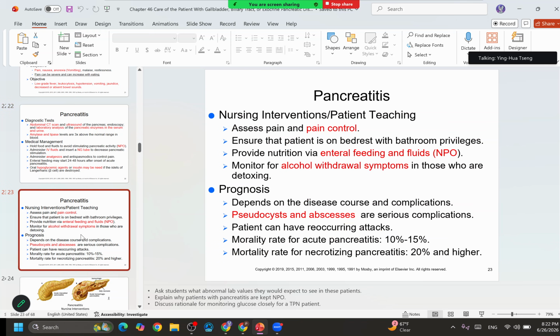Okay, the next one. So pain control for sure. We'll give you pain medication. Then enteral feeding and fluid, because we don't want to over-trigger the pancreas to release the enzyme anymore. So that means the patient is going to be NPO. So we give the IV fluid to support, because the blood pressure could also be low, right? And also no enteral feeding. That means we do not feed the patient anything through the GI tract. So we're going to give the patient nutrition through the vein. Usually it's going to be TPN, total parenteral nutrition, TPN.